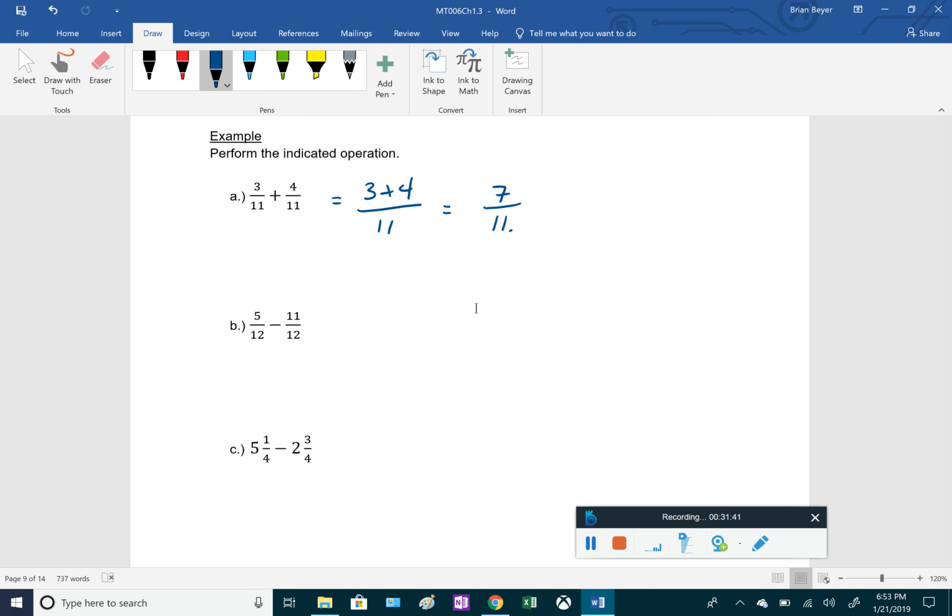So the next one, we have 5 over 12 minus 11 over 12. So they have common denominators of 12. So subtract the numerators. So 5 minus 11 over 12. 5 minus 11 is negative 6. So negative 6 over 12, a factor of 6 is going to cancel. We're going to be left with negative 1/2.